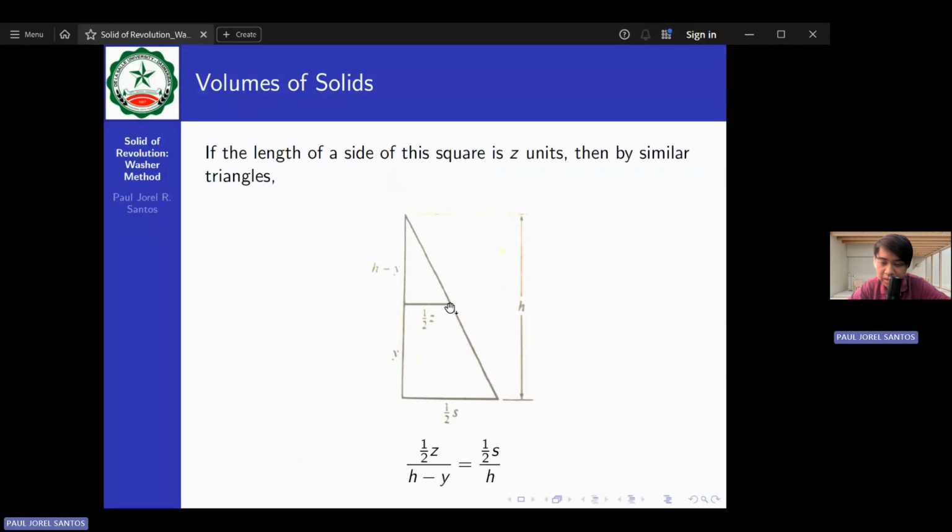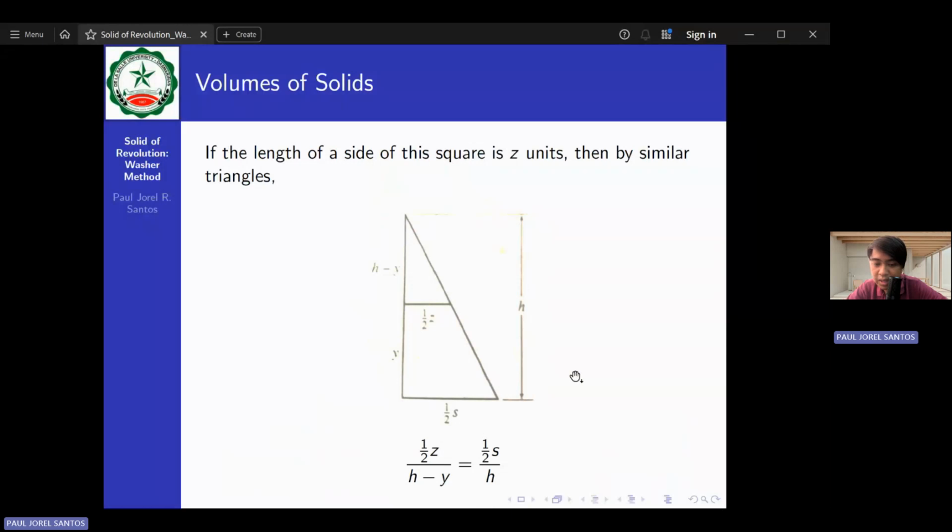Okay, one half z is the base of the small triangle over h minus y, the altitude of the small triangle. Next, the base of the bigger triangle is one half s, and the altitude of the bigger triangle is h. So we have one half s over h. So we have this equation.